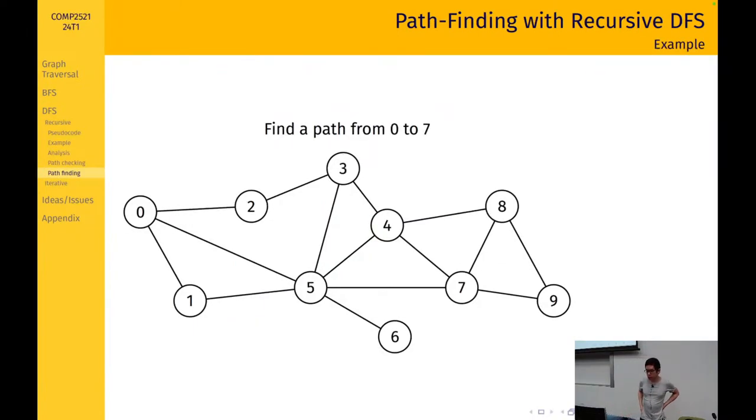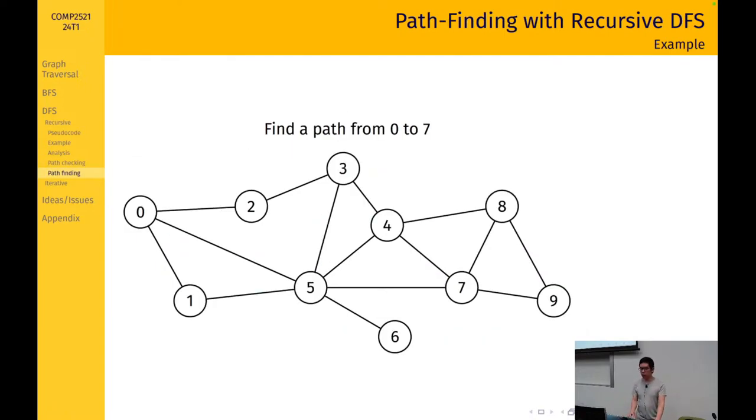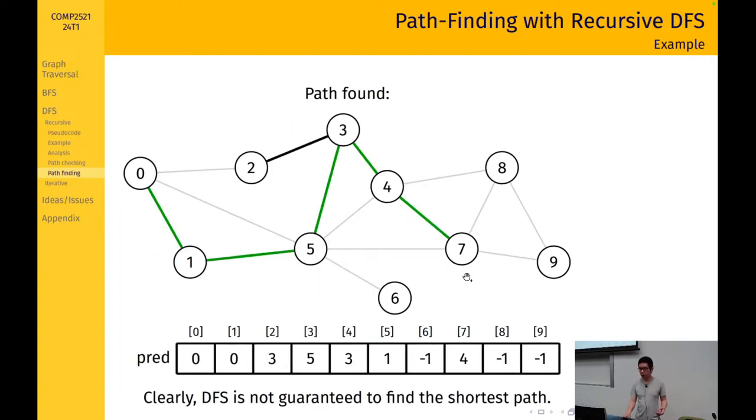Okay, and so here is an example. So if we wanted to find a path from 0 to 7 again, and we ran our function, here is what we would get, right? So we would get these predecessors, right? So the predecessor of 1 would be 0, the predecessor of 5 would be 1, the predecessor of 3 would be 5, the predecessor of 4 would be 3, and the predecessor of 7 would be 4. Okay. And the predecessor of 2 would be 3, but 2 wouldn't be part of the path. Okay.